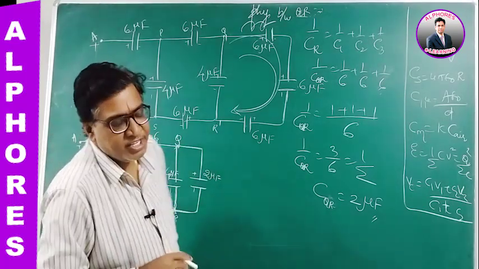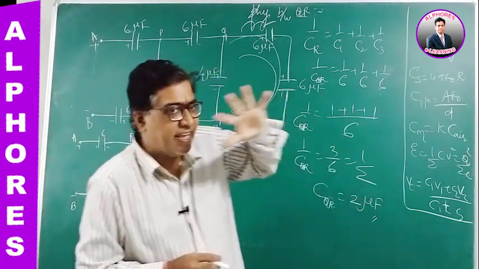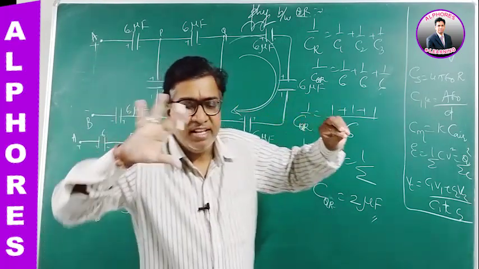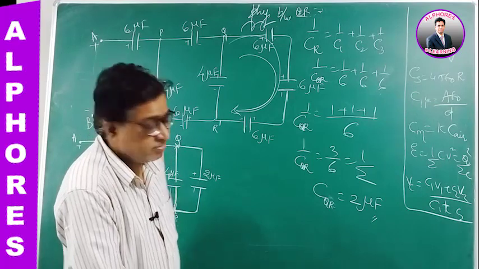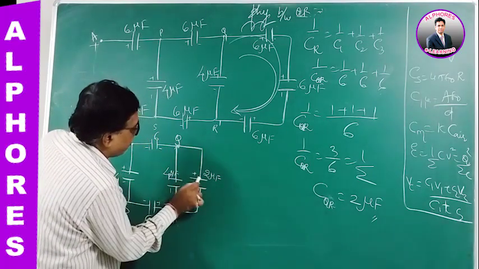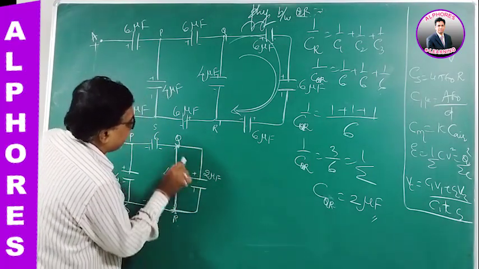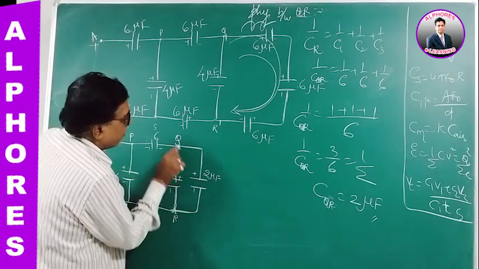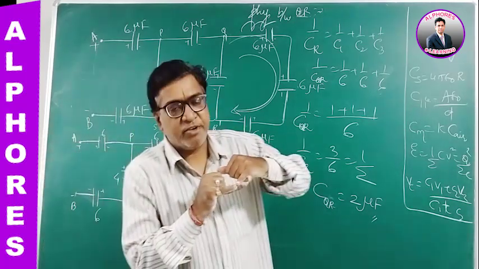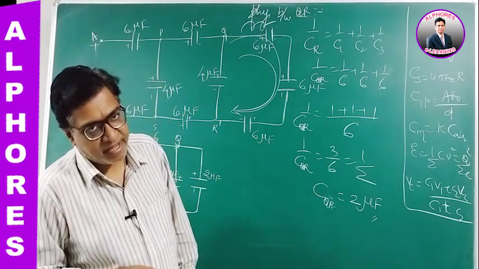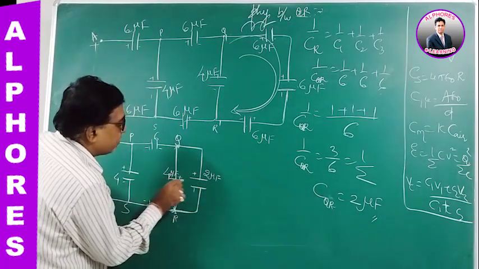So I was telling you, if the elements are connected such that the like terminals are connected at one end and the other like terminals are connected to the other end, then they are said to be in parallel. Here the positive terminals of both capacitors are connected to this one. This capacitor between Q and R, this is also between Q and R. They are connected to the same pair of points, so they are said to be in parallel. So these both are in parallel.